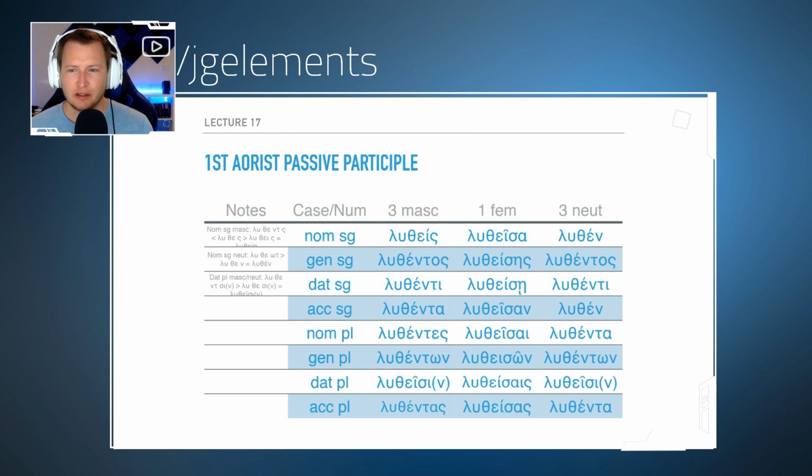So that's the third masculine. It follows pretty much the same pattern in the neuter, with the exception of the nominative and accusative. Lethen instead of lethis. Lethen instead of lethenta. Okay? But otherwise, it's the same. But the feminine's different. Lethisa, lethesis, lethisi, lethison, lethise, lethison, lethises, lethisas. So you still have the theta epsilon tense participle morpheme. Oh, no. Tense formative.